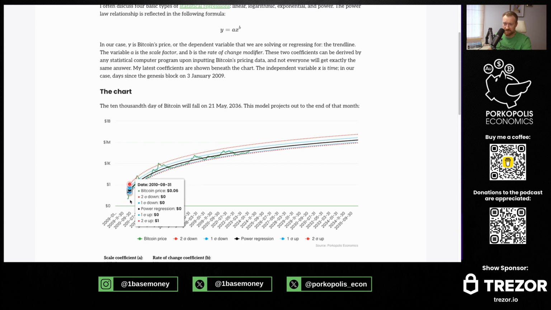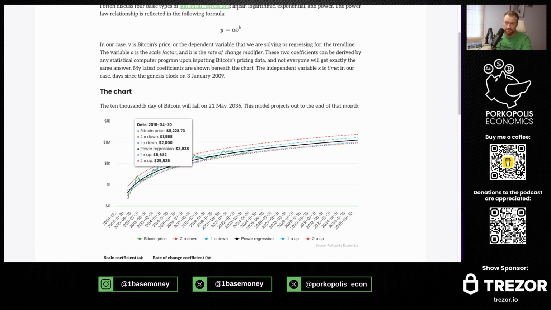I actually estimate pricing data all the way back to May 22nd, 2010, Bitcoin Pizza Day. So some people will have different coefficients, but these are mine. If you want to use Excel or Google Sheets to just plug this formula in and see what happens: X is days from the Genesis block, starts at 0. A is this coefficient. B is this coefficient, 5.8.